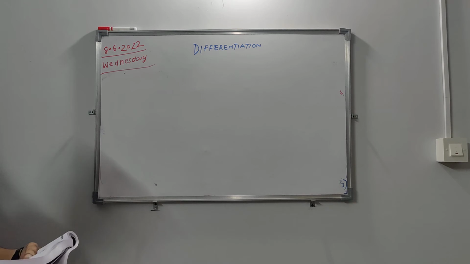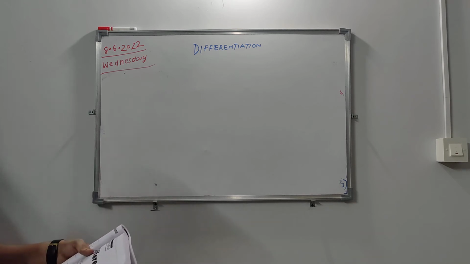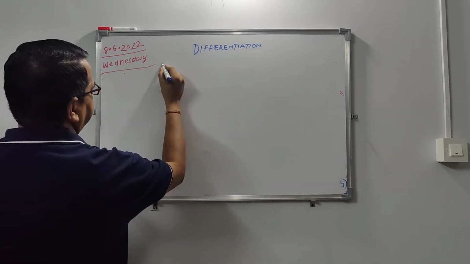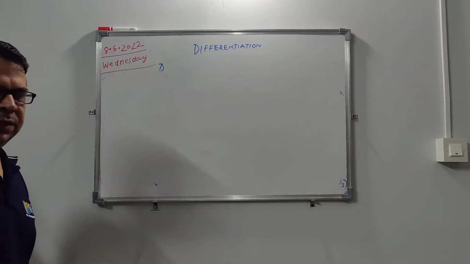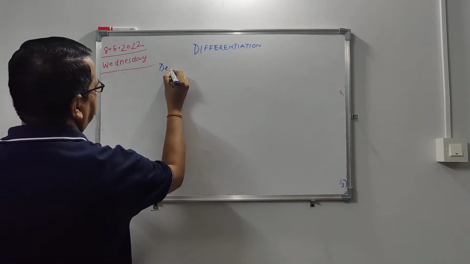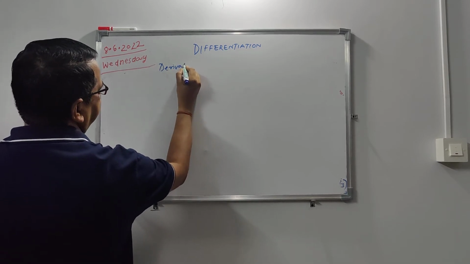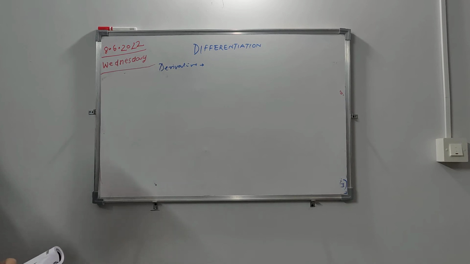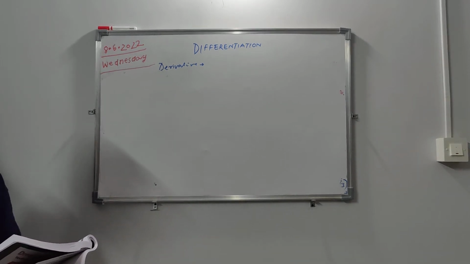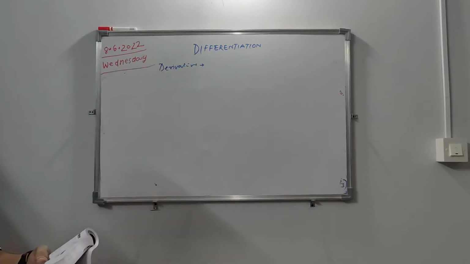So, what do you mean by derivative? There are two things in calculus, derivation and integration. So, what is derivative? The rate of change of a quantity y with respect to x is called derivative.